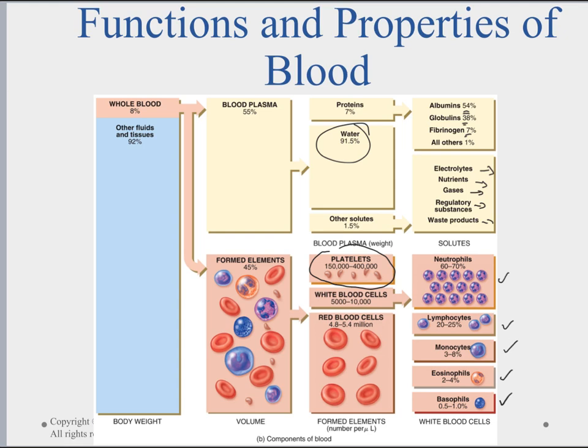Let's look at this big bar because this confuses people. We talk about our entire body weight. When I said 8% of whole blood, that's in comparison to all of our body fluids, all the other fluids in and around our tissues. How much does blood comprise? That's 8%. 92% is what makes up our other fluids and tissues.